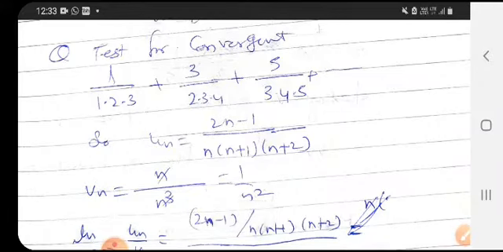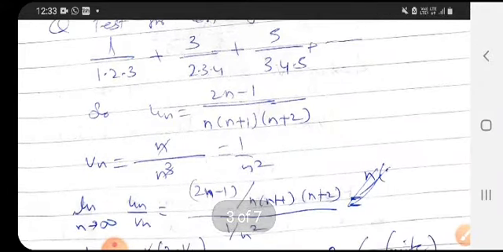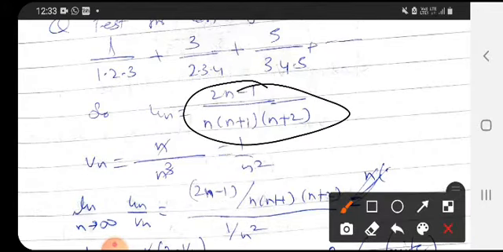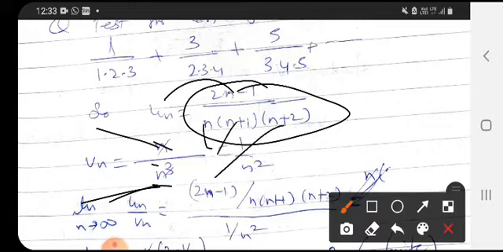Test for the convergence of 1 upon 1 into 2 into 3, 3 upon 2 into 3 into 4, 5 upon 3 into 4 into 5. For the general term we see that un is 2n minus 1 divided by n into n plus 1 into n plus 2. Vn is the lowest term of the numerator divided by the highest term of the denominator. So we see n from the numerator and n cube from the denominator, n upon n cube, that is 1 upon n square. This is the value of vn.